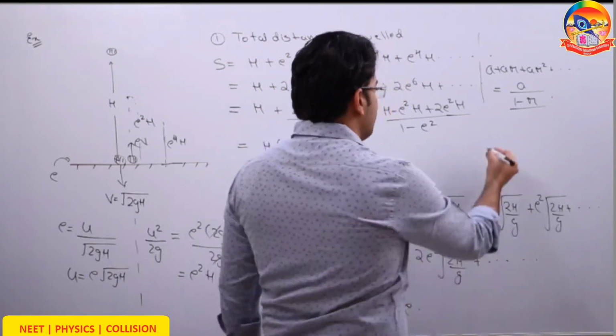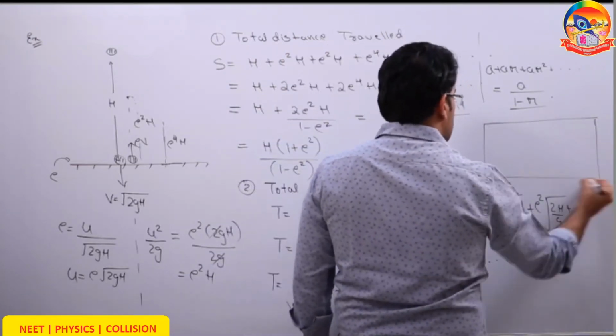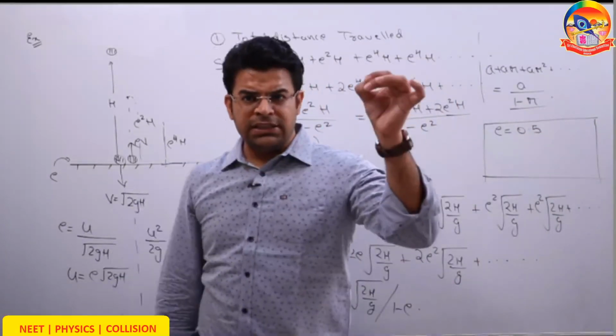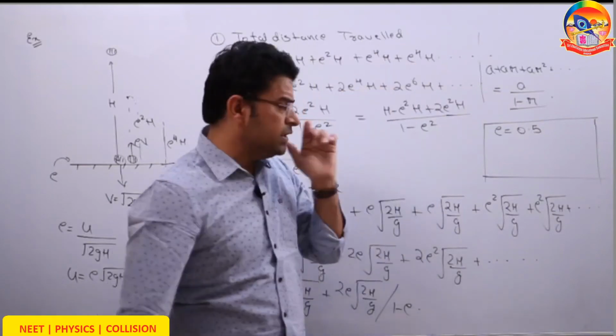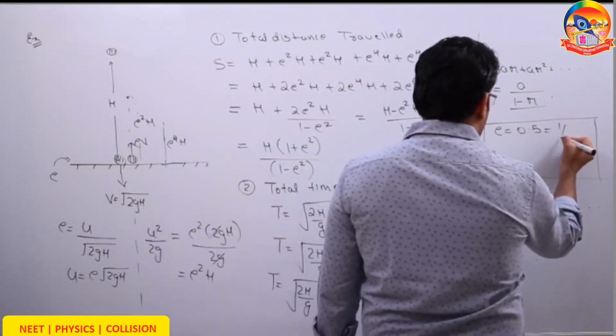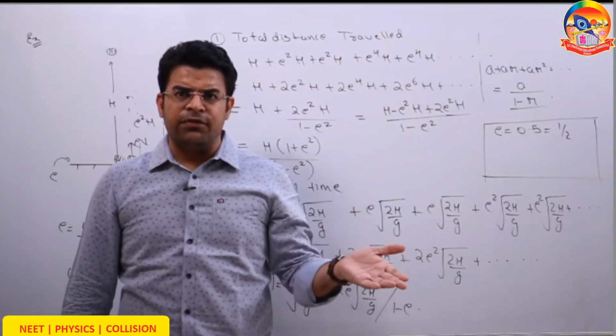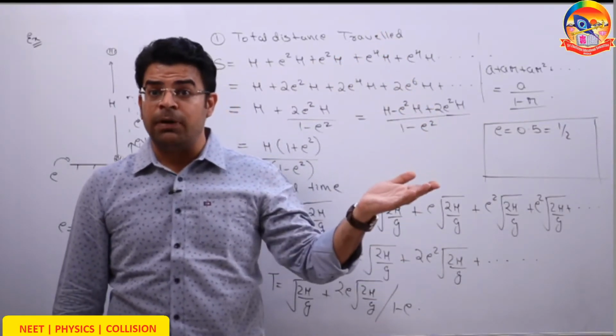So if, let's say for one particular case, the coefficient of restitution is 0.5, which means half, then when you release the ball from height h, it will collide with the ground and bounce back to a height h by 4.